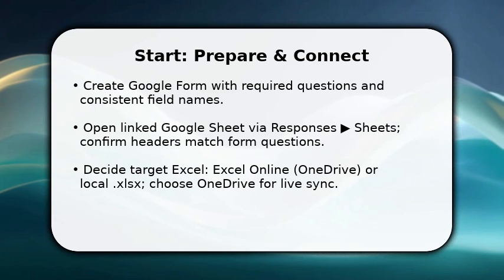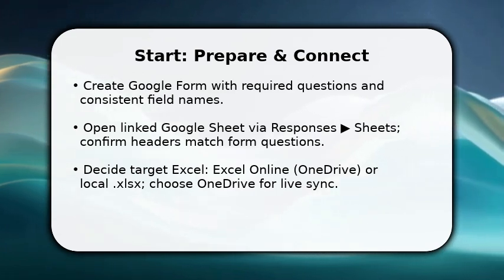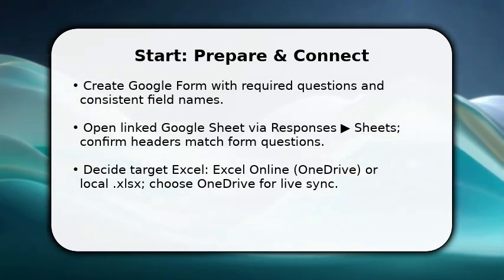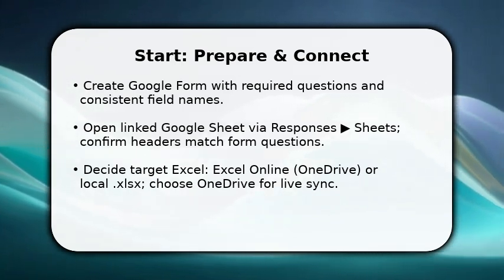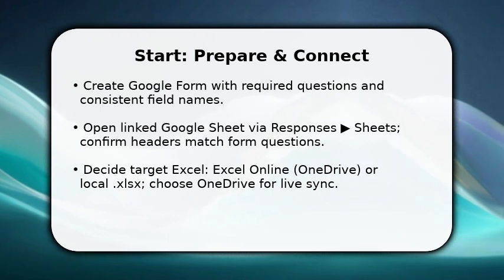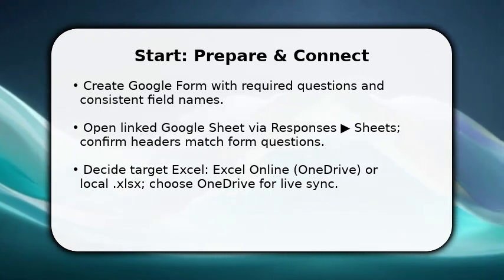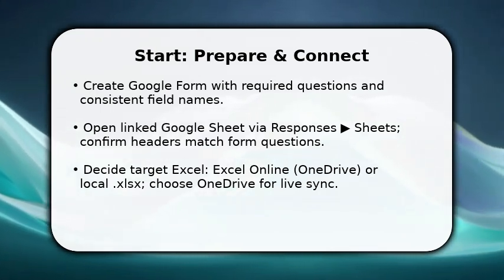Next, choose your Excel target. Pick Excel Online on OneDrive for live transfer. Local files require manual export. Start the transfer tool now. Either set up Zapier/Make or plan a Power Automate flow to move rows from Google Sheets to Excel automatically.